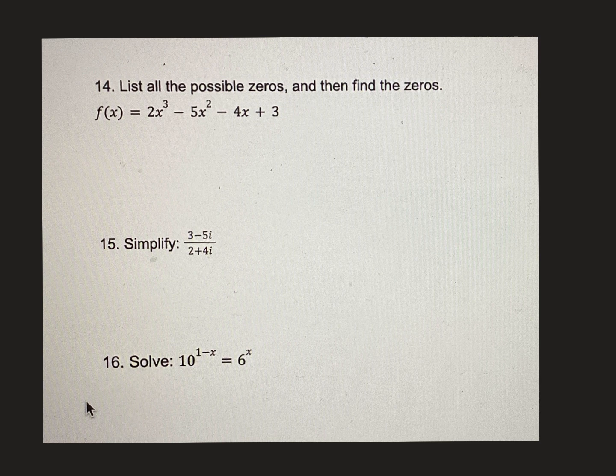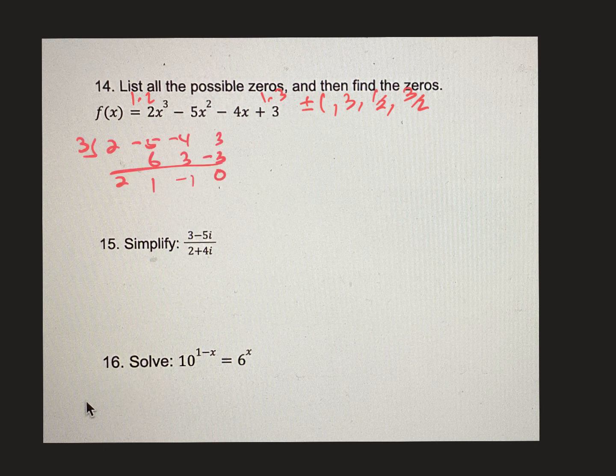14. List all the possible zeros, then find them. Remember, when you make your list, you put plus or minus the factors of the last number, which is 3, over factors of the first number, which is 2. So I'm going 1 over 1, 3 over 1, 1 over 2, 3 over 2. I'm going to punch that equation in my calculator and see which one of those works real quick.